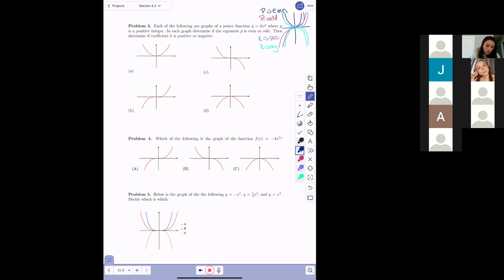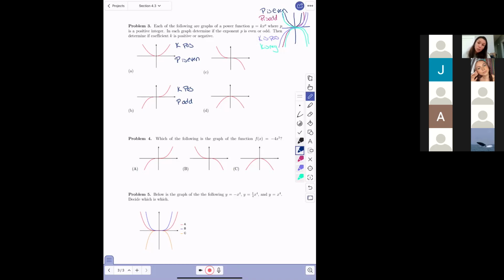Okay, so with that being said, we have to determine if k is positive or negative and if the power is odd or even. So for A, is the power odd or even? Even. Good. Is the coefficient positive or negative? Positive. Positive. For problem B, is the coefficient positive or negative? Positive. Is the power even or odd? Odd.